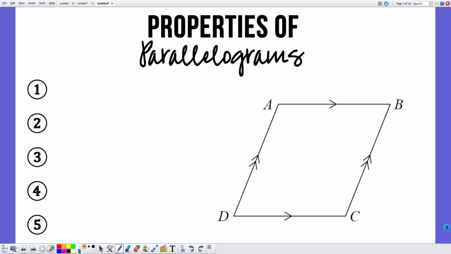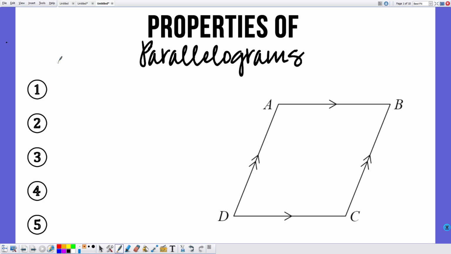Hello everyone. So, today we're going to talk a bit about parallelograms. Specifically, we're going to talk about the properties that parallelograms have and how to use them. There's probably more, but in this class, there's 5 interesting properties of parallelograms.